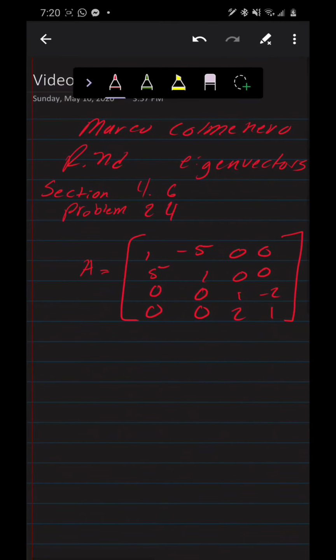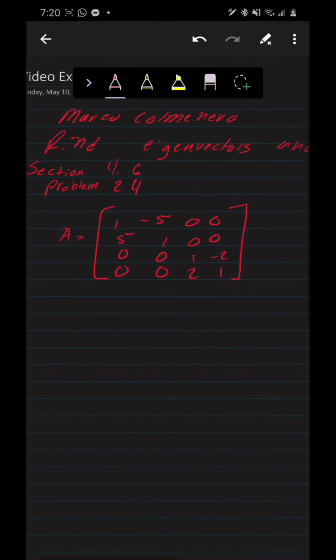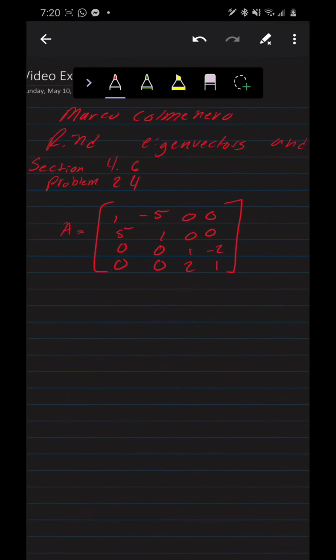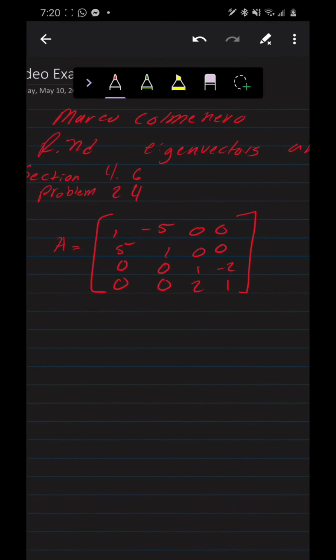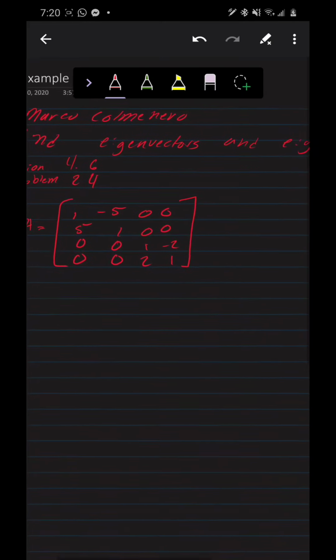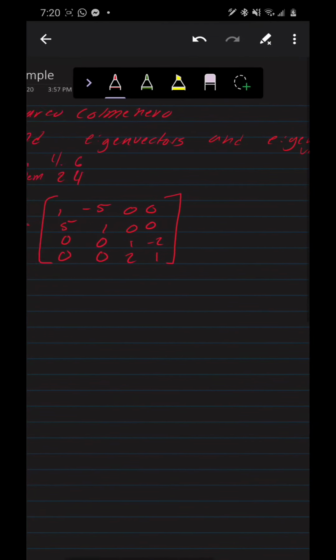I'm Marco Colmenero, and I'll be trying to solve this problem from section 4.6, problem 24. I'm going to try to find the eigenvectors and the eigenvalues.